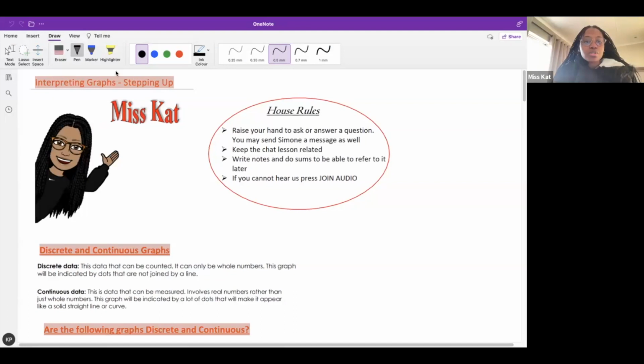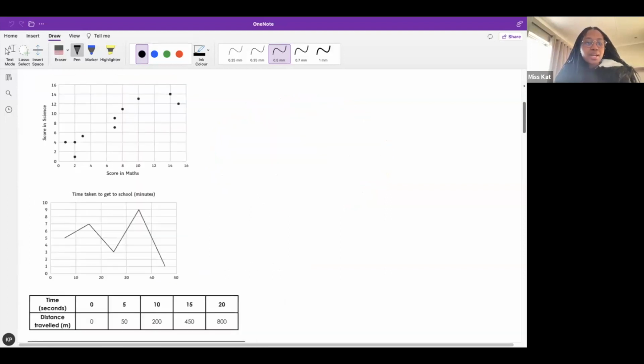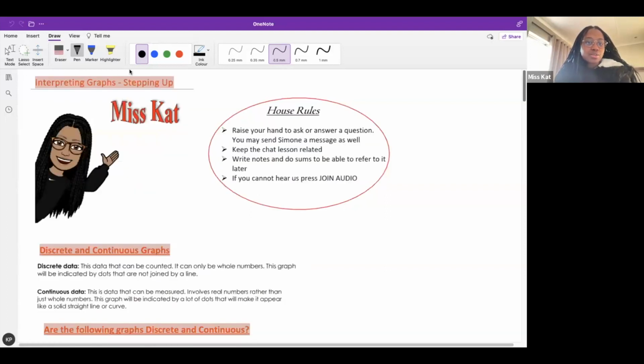It's on my screen already. Okay, that wasn't supposed to happen. Let me go back up. There we go. So let's start with the definitions. Okay, that's a good place to start, obviously.